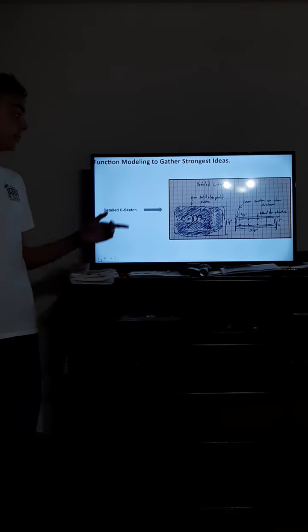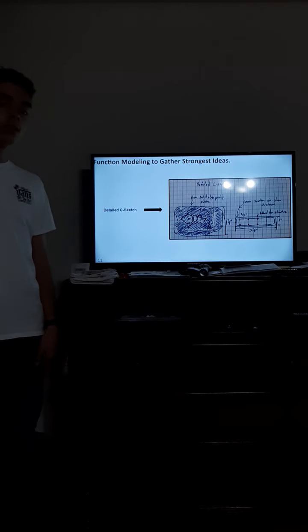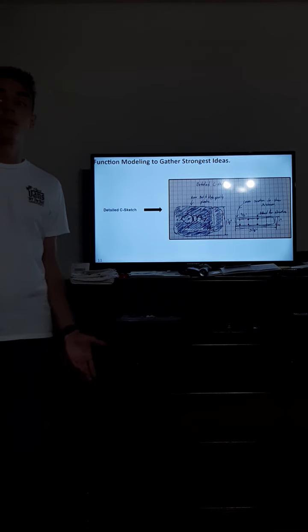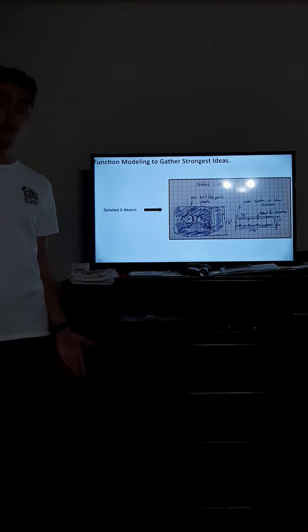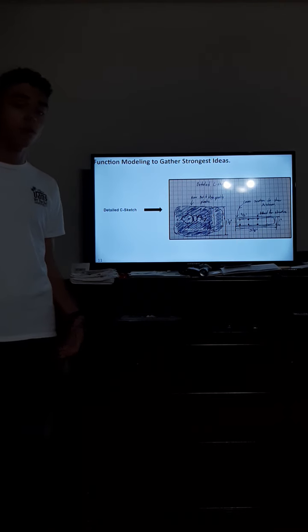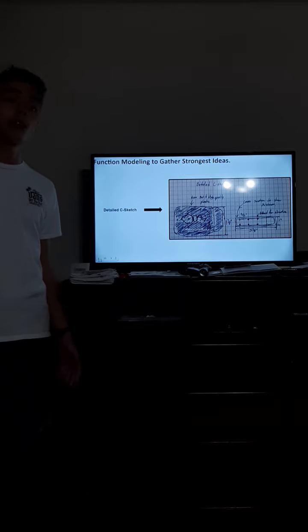We then created a detailed C-sketch of the idea we envisioned. This was our last step before progressing to creating our final design for the manufacturer, because it allowed us to realize if we can actually create this, that it's not just a vision, but it's something we can actually sketch and we can actually create.